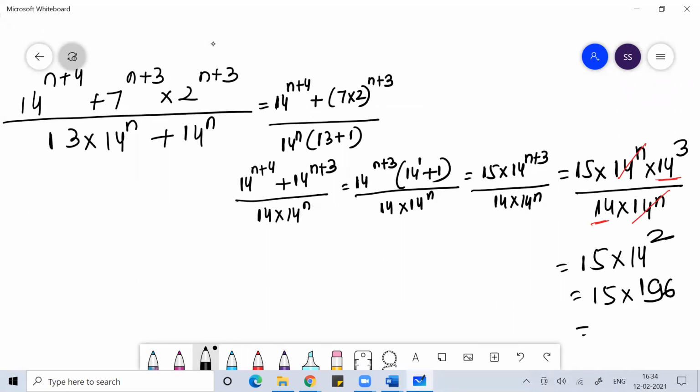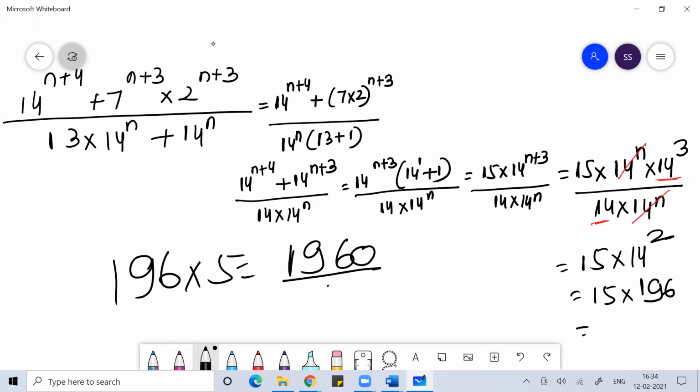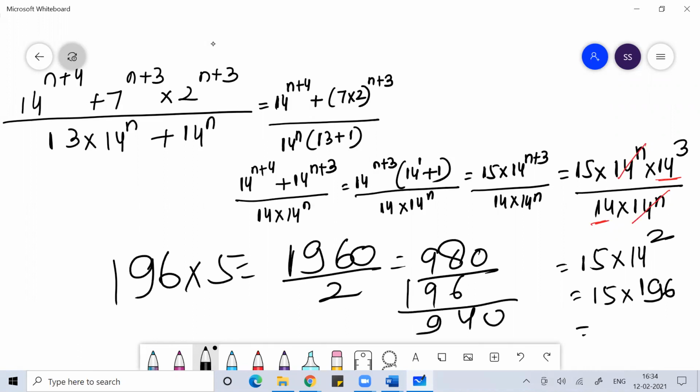196 into 15 I can do. Vedic maths: if I want to do 196 fives, the best way of doing 196 fives is 1960 by 2. So you'll get 980, and then again 196. If you solve this, you will get 2940 as the answer.